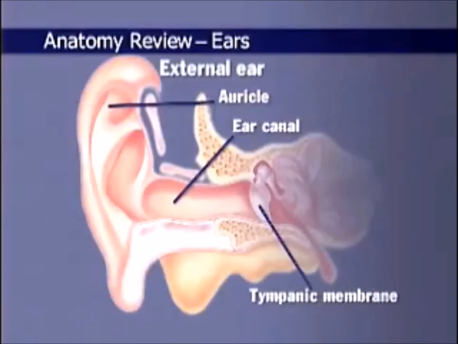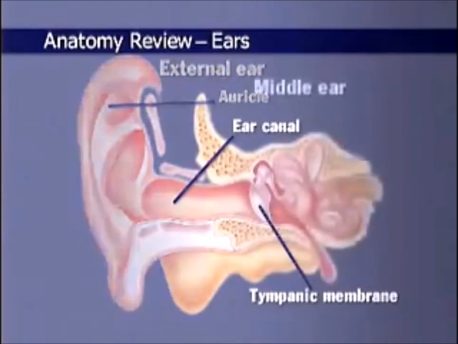The ear is composed of 3 compartments: the external ear, the middle ear, and the inner ear. The external ear includes the auricle and the ear canal. The ear canal opens behind the tragus and curves inward until it reaches the tympanic membrane, or eardrum, an oblique membrane which marks the lateral limit of the middle ear.